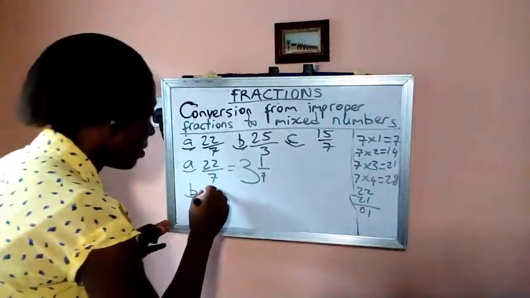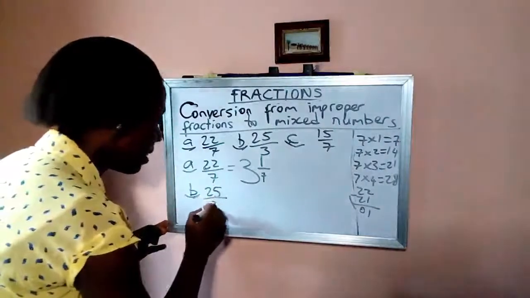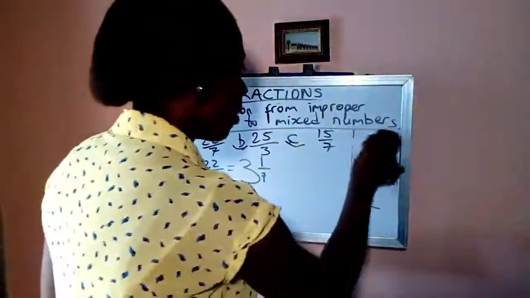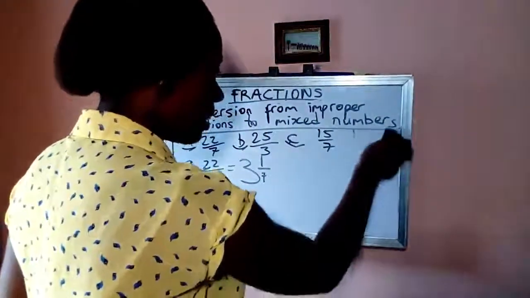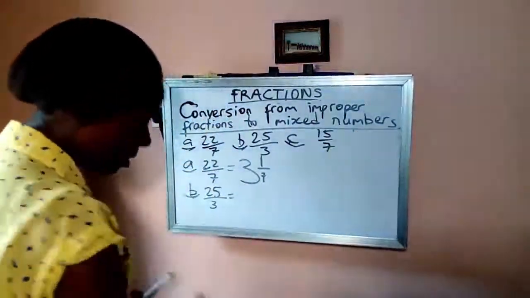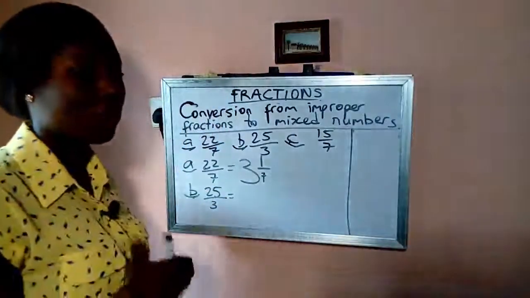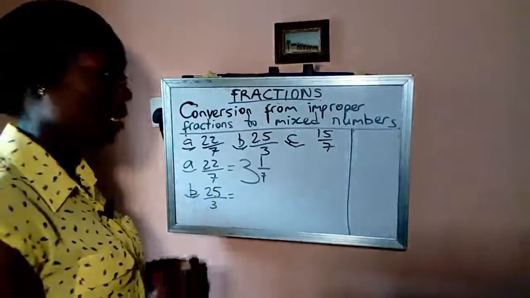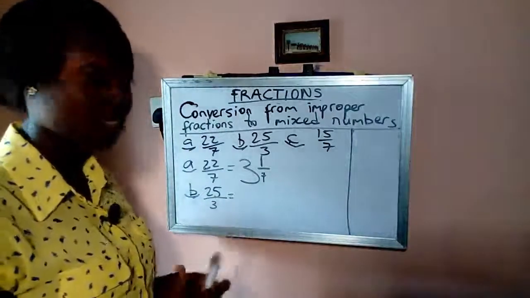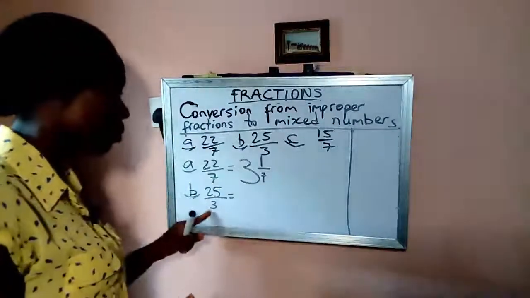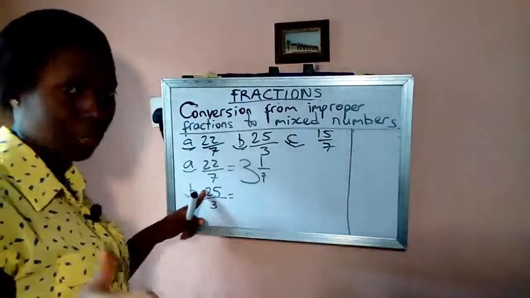Let's see 25 over 3. 25 over 3. Okay? Now, again, if you are the type that doesn't know how to do multiplication, I encourage you to learn your multiplication table. Okay? It makes your work easier and faster. Alright, let's see, we're looking at 3 times table. Why are we looking at 3 times table and not 25 times table?